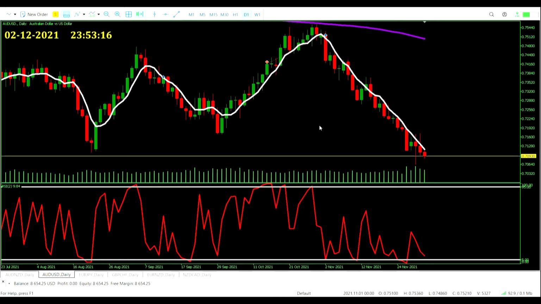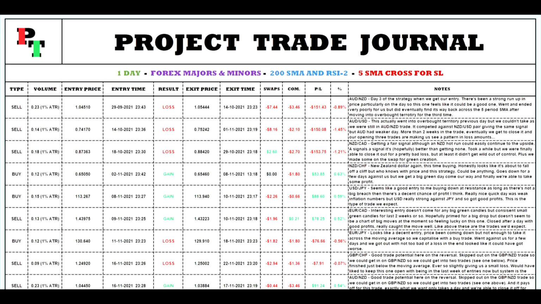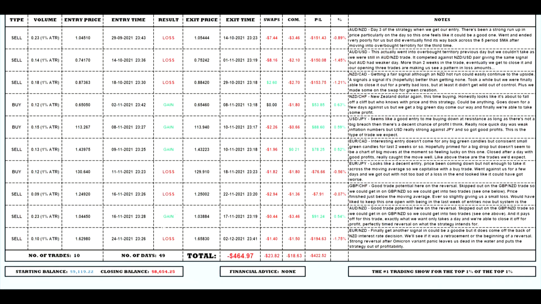We'll have a look at those trades of ours though now from this strategy in the journal. Larry Connor's RSI-2 strategy, the final journal. Not looking all that healthy. Plenty of red to be seen. As we know, 10 trades, 49 days, $464.97 lost. So that is averaging almost a $10 loss every trading day. That can add up across years and decades.